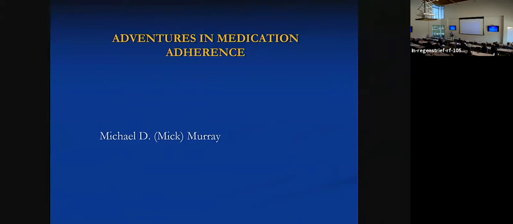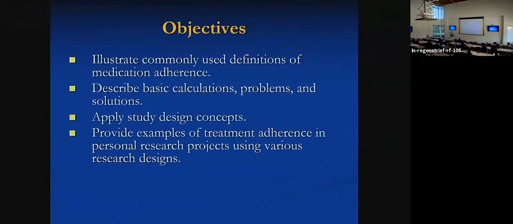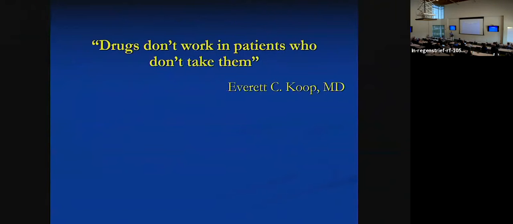I'm not gonna go fast, but I'm not gonna get through everything. I don't have any conflicts of interest. But basically, I wanted to go through some definitions that can be confusing, talk about some basic calculations of medication adherence and problems, and some solutions at least we've come up with. And then the part I may not get to is the study design concepts and some of the work that we've done in the past. I'll get through a little bit of it though.